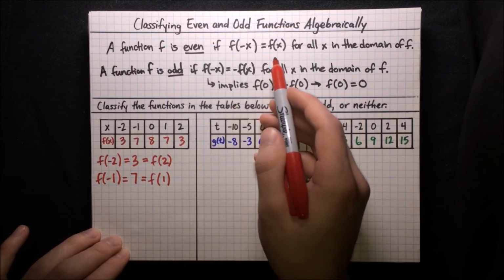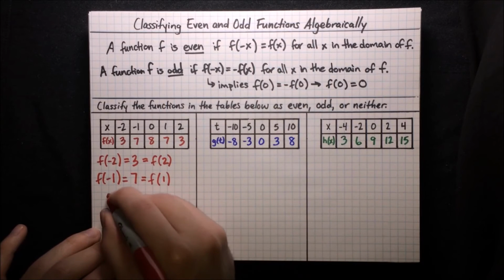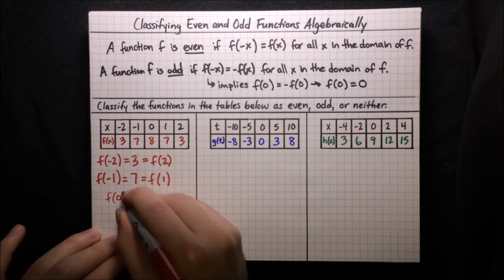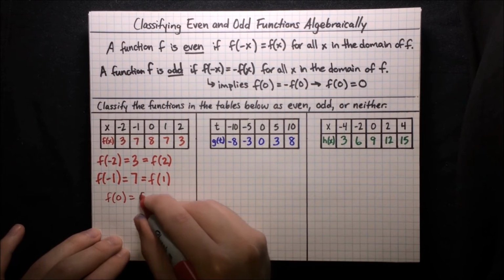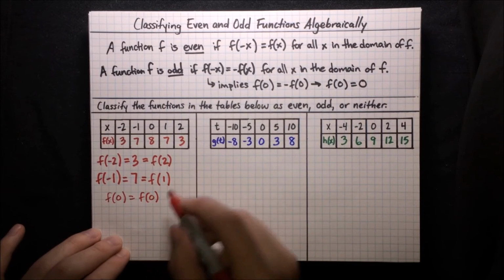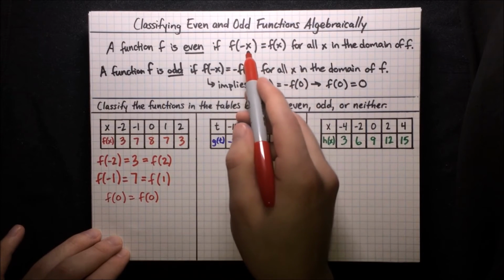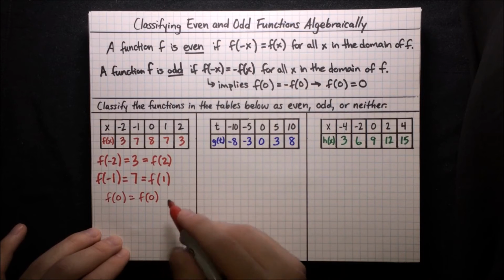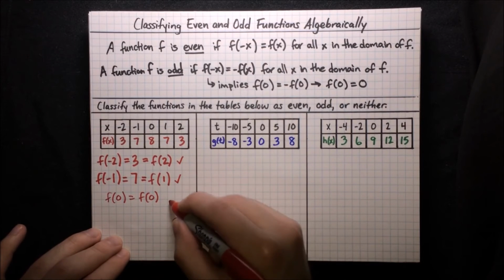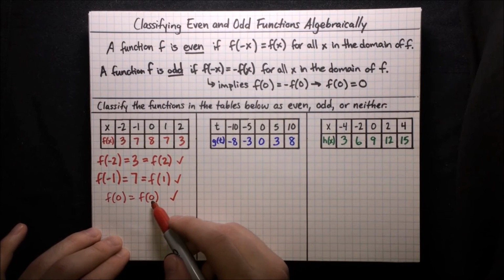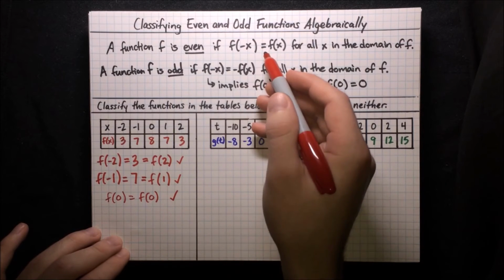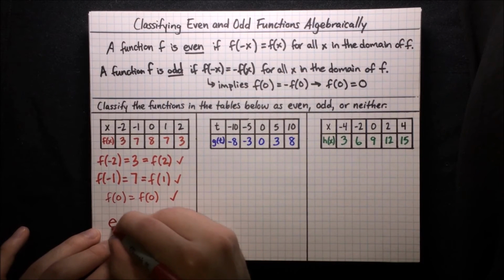It's easy to check this for 0 also. f of -0 is equal to f of 0, of course, that's obvious. Just plugging in 0 here, negative of 0 is 0, so that's got to be true. So in all cases, for all x in the domain of f, the function is shown to be even. So therefore, the function is even.